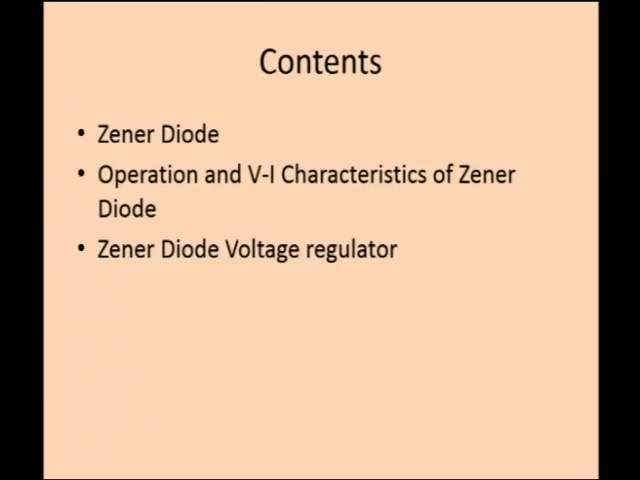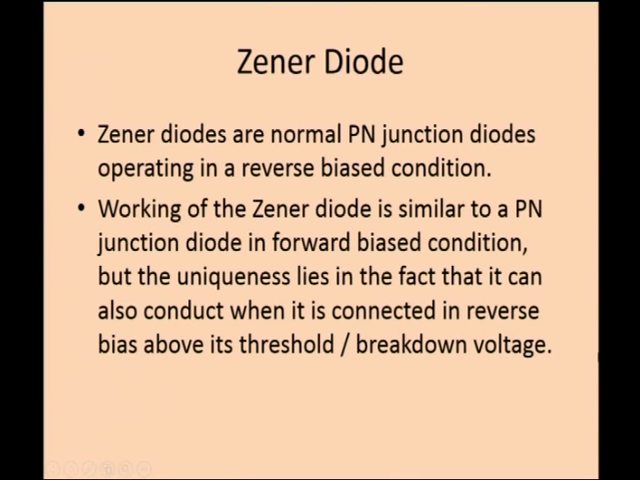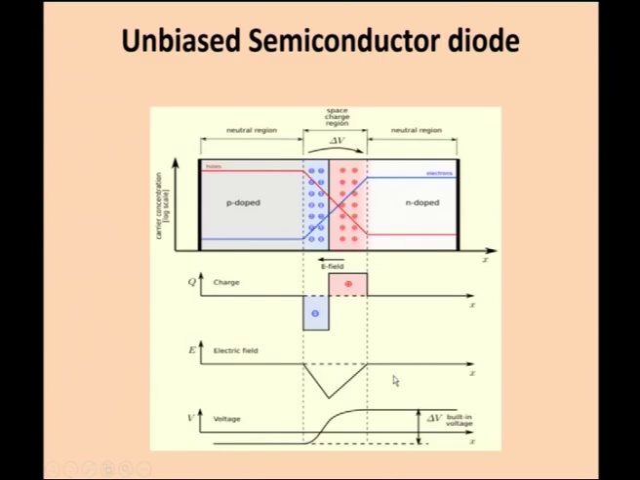Welcome to UGC lecture series BSc Electronics Harness for Analog Electronics. Today we are going to discuss about Zener diode, operation and VI characteristics of Zener diode as voltage regulator. Zener diode. These diodes are normal PN junction diodes operating in reverse biased condition. Working of the Zener diode is similar to PN junction diode in forward biased condition, but the uniqueness lies in the fact that it can also conduct when it is connected in reverse bias above its threshold or breakdown voltage.